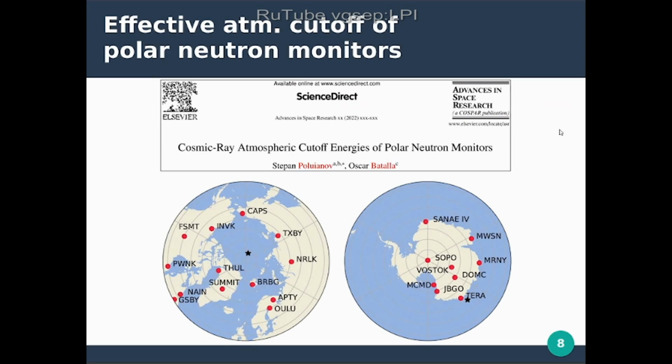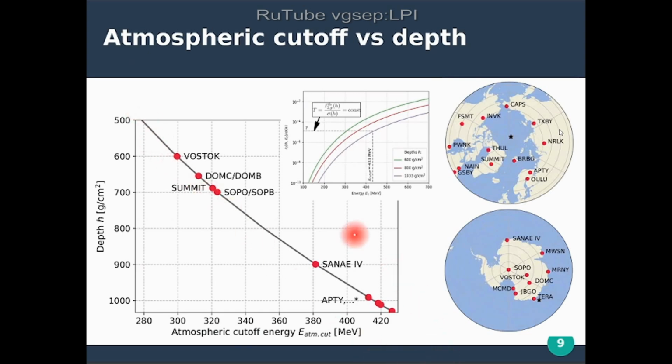And in the second work, not yet published but just waiting to be released, the preprint is available, we took all existing and some proposed polar neutron monitor stations with the geomagnetic cutoff below 1 gigavolt. So we assume that the count rates of these instruments are mainly defined by the atmospheric cutoff. And we calculated this curve, the altitude profile, with the instrumental approach, and also calculated these particular values for the stations. So you see that most of the polar stations are located here because they are located near sea level. Here we have the exceptionally sensitive DOM-C, DOM-B, the South Pole, and also the old neutron monitor Vostok, which is not in operation anymore, and the proposed station Summit at the top of the glacier of Greenland.